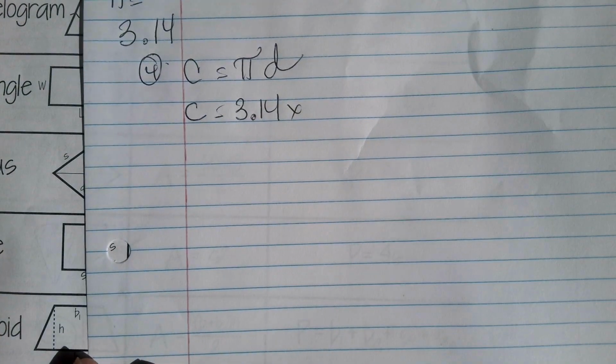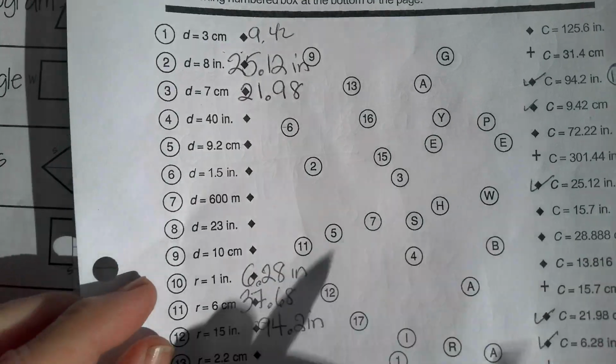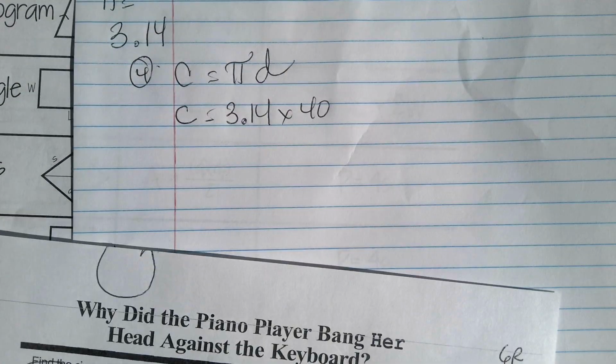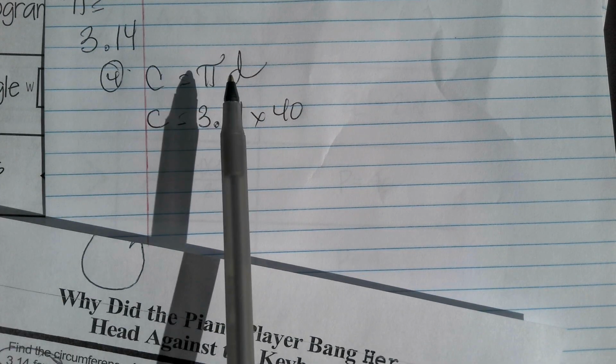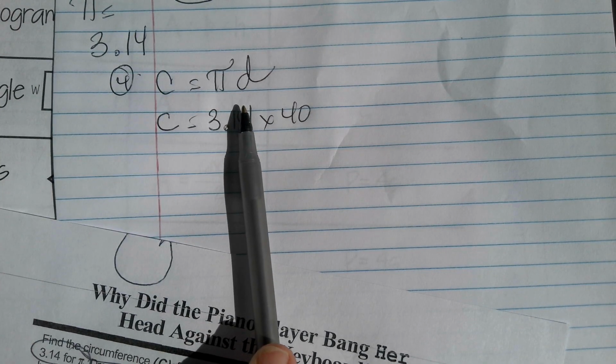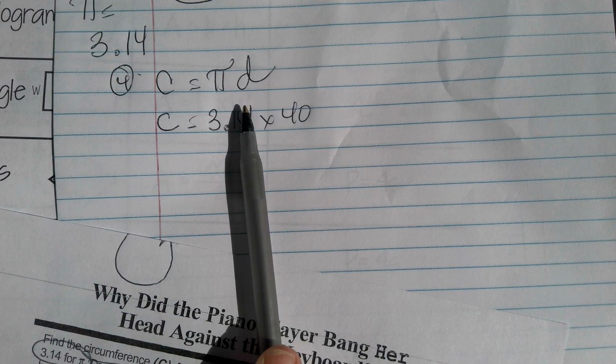3.14. On number 4, what is our diameter? 40. It is going to be 40. Now, a good skill for you to know is to be able to estimate. The way I estimate is I cover up the .14. It should be a little bit over 120. 3 times 40 is 120.